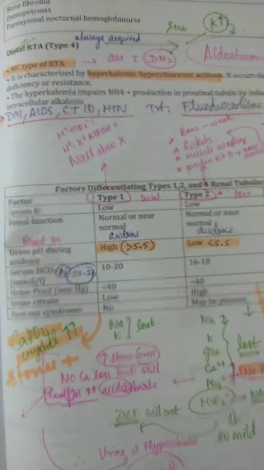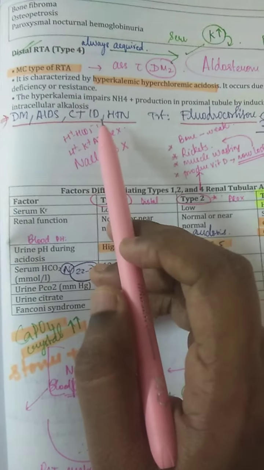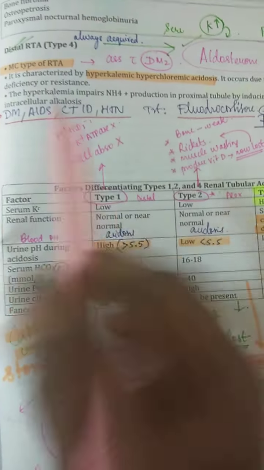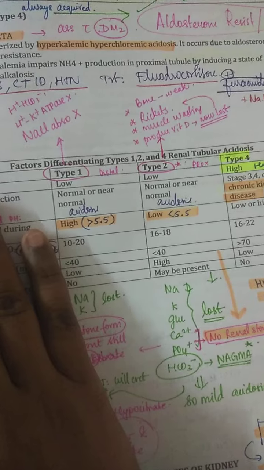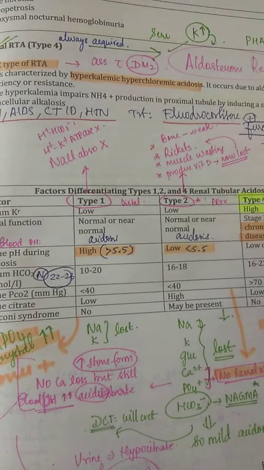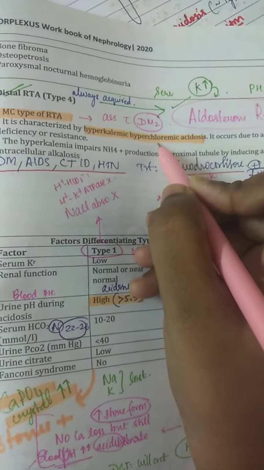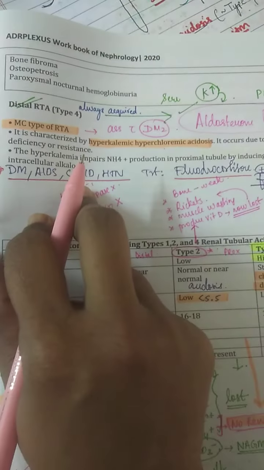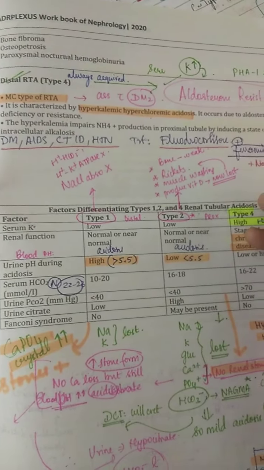Okay, first we'll talk about type 4 itself. Now type 4, how may they present? A patient may have a history of DM or AIDS or tubulointerstitial connective tissue disorders or hypertension. He will have metabolic acidosis, but he might also present with cardiac abnormalities because of hyperkalemia. So the patient will have hyperkalemic, hyperchloremic metabolic acidosis. Why does this happen? Because of aldosterone deficiency and aldosterone resistance.